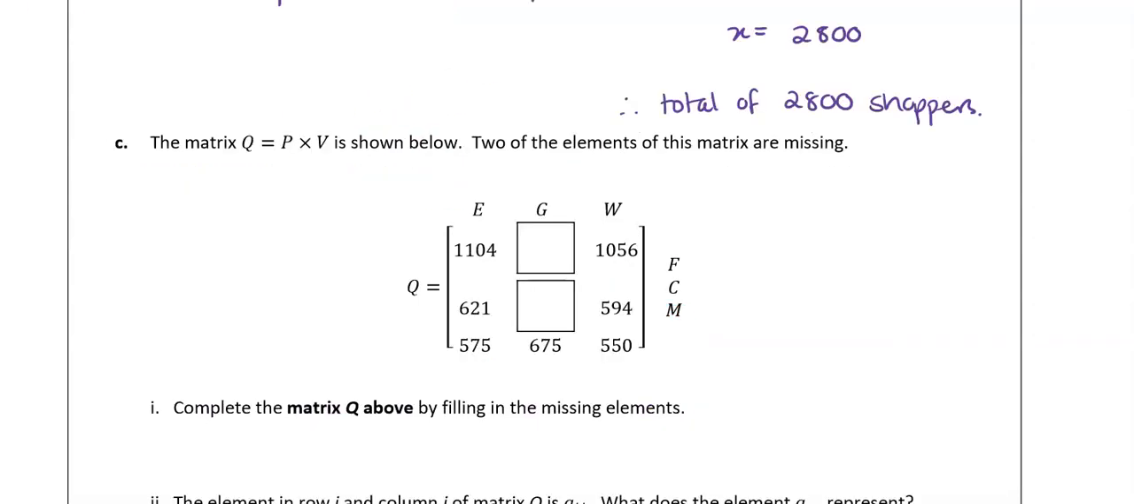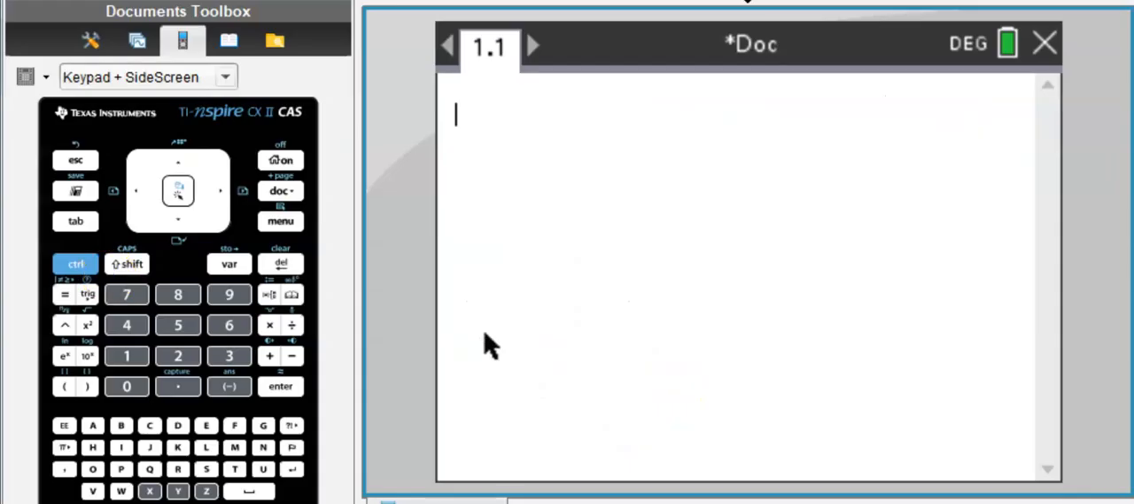Okay, part C, the matrix Q equals P times V, shown below. Two of the elements of this matrix are missing. So complete matrix Q above by filling in the missing elements. So we need to take our matrix P and V from above, multiply them using our calculator, and then fill in those gaps. So let's grab our calculator now and do that calculation.